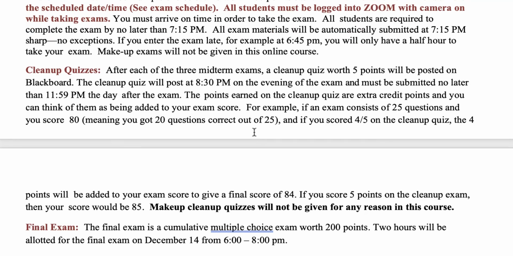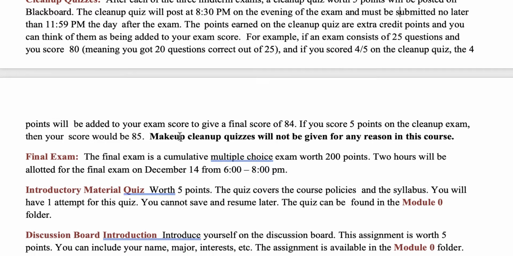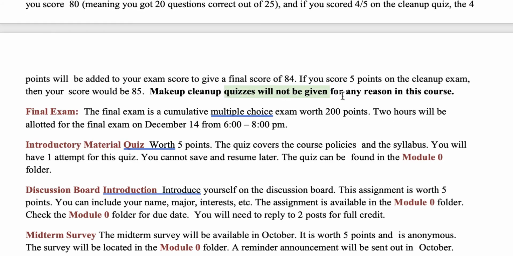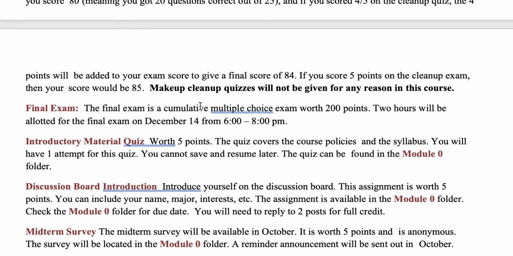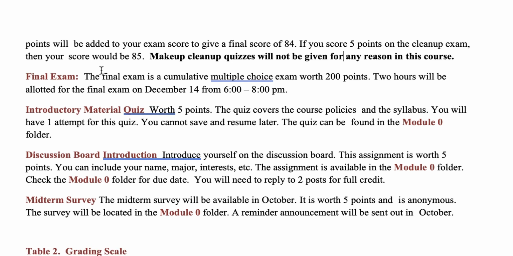Cleanup quizzes. A cleanup quiz will post after each of the 3 midterm exams. Cleanup quizzes are worth 5 extra credit points. So just think of those points as being added to your exam score. So if you scored an 80% on the exam and you scored a 4 out of 5 on the cleanup quiz, you can think of it as your exam being an 84 out of 100. No makeup cleanup quizzes for any reason in this course. So there will be no makeup cleanup quizzes.